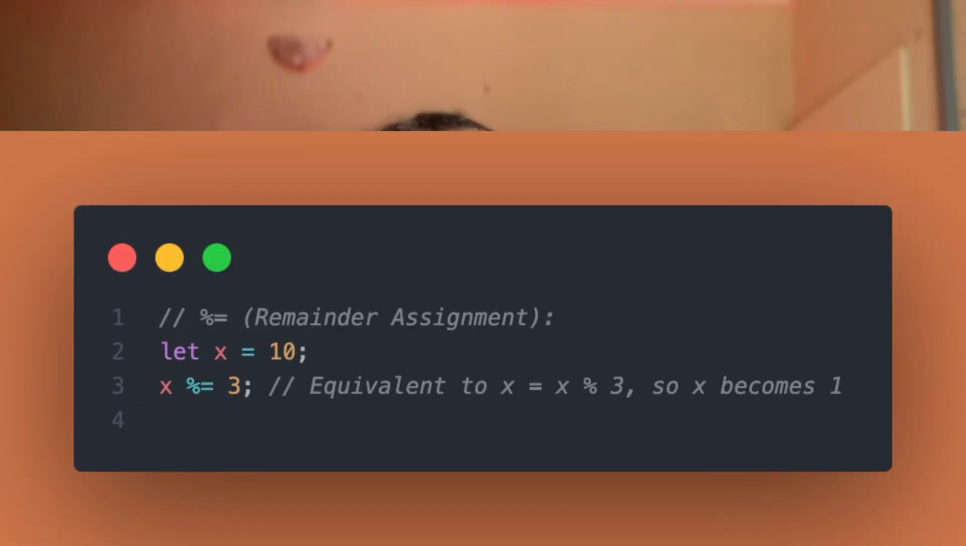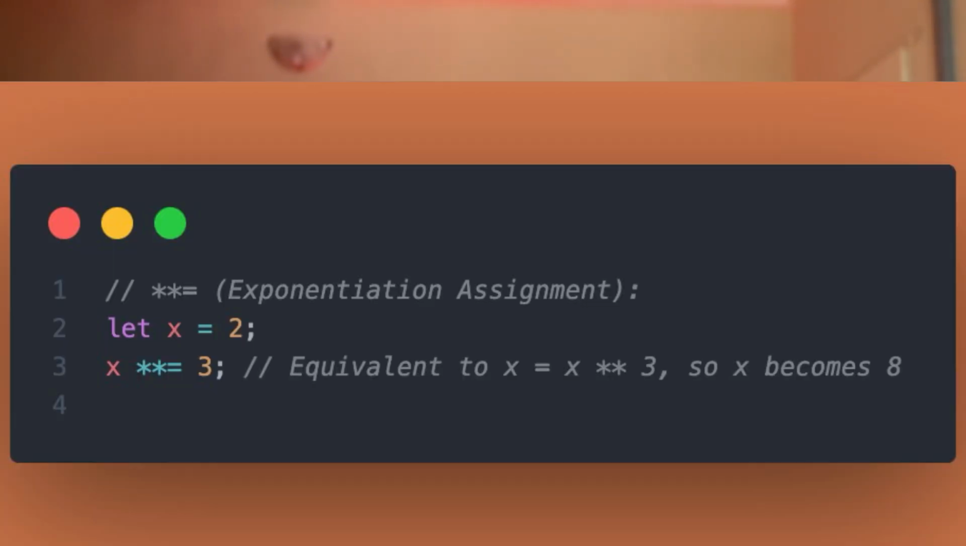And then we have the remainder assignment operator. Remember modulus in the basic arithmetic, it does the same thing. It divides by the value on the right and returns the remainder, then assigns that remainder to our variable. For example, if I have let x = 10 and I say x %= 3, it will calculate behind the scenes 10 divided by 3. 10 divided by 3 is 3 remainder 1. So our result there is 1. So x will become 1.